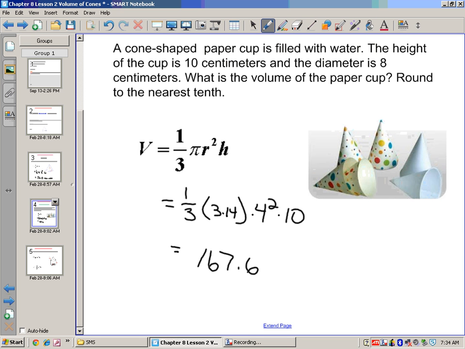Now, one thing we say about 167.6, it's not precisely 167.6 because of which factor do you think that is? It is because of pi, where we round pi, because pi goes on forever. So obviously we don't multiply forever. So it's about 167.6. It's not precise, but it is very close. So just remember that. It's not an exact answer.